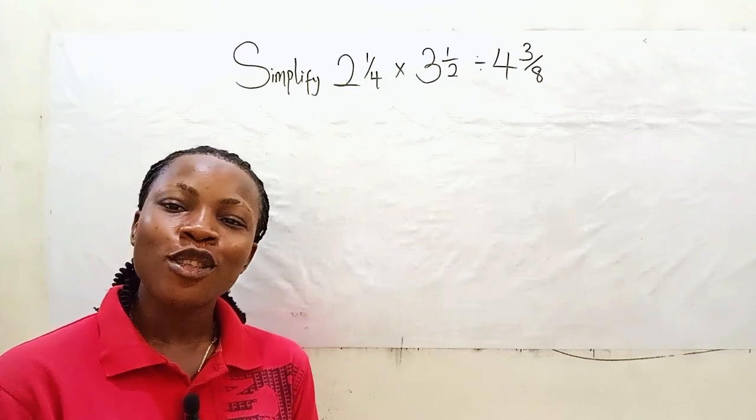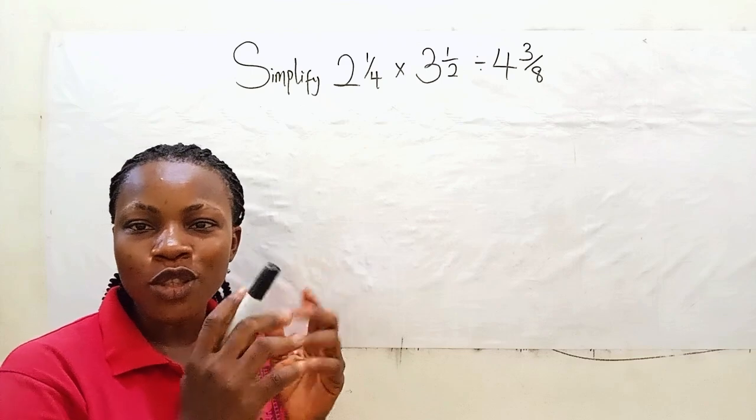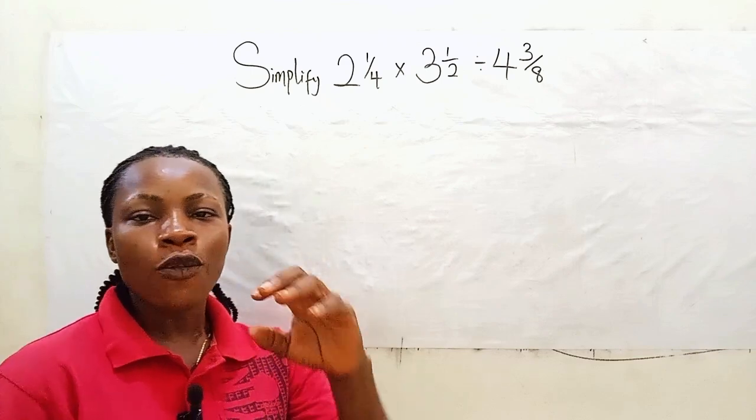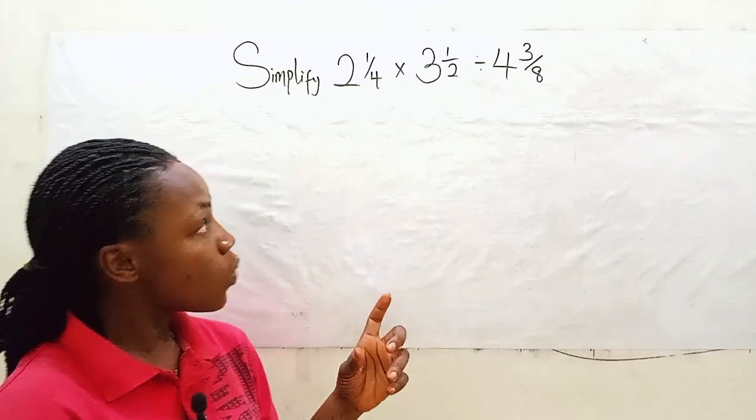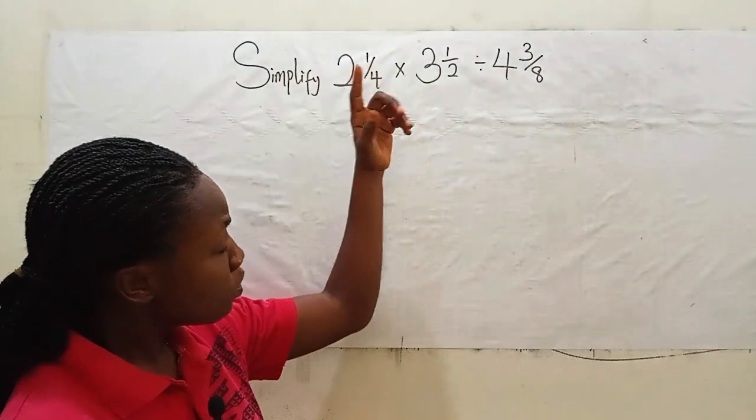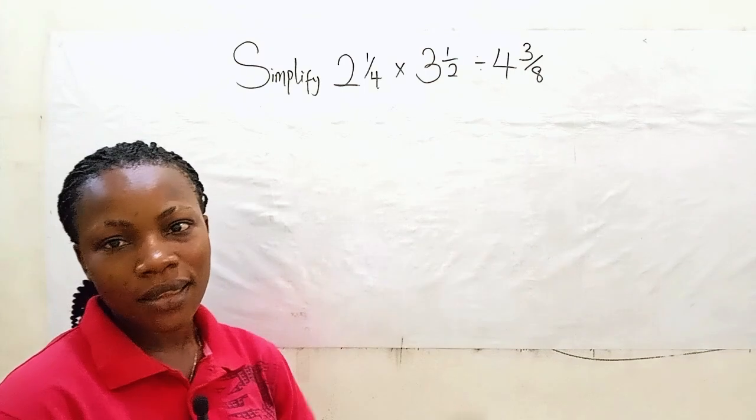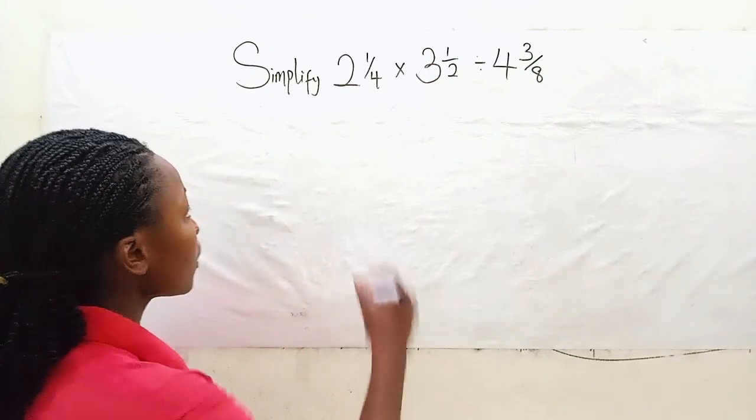Alright, I want you to follow me. Let's solve this question on the board, and we are going to take it one after the other. So for us to know the sign we are going to solve first, whether we are to multiply it first or divide it, we are going to use BODMAS.